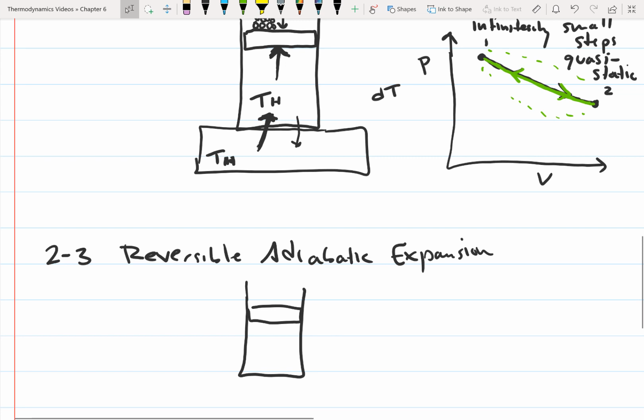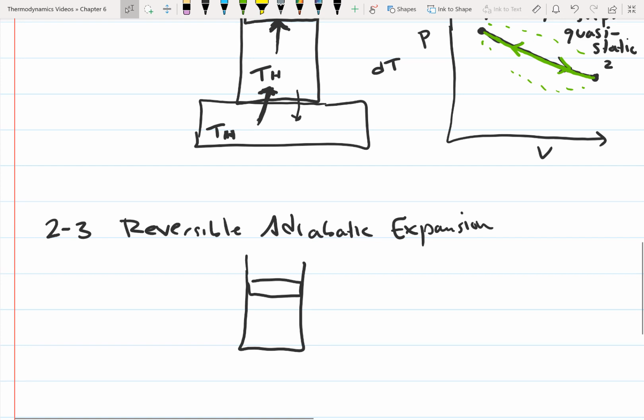So this is adiabatic expansion. Remember, with adiabatic, there's no heat transfer. So basically, this is now insulated. There's no heat transfer into or out of the system. As the gas expands, it's doing work on this piston. So it's pushing against this piston and doing work on the surroundings, and the temperature in the gas is going to drop. So the gas is still expanding. The temperature is going to drop from T high to T low.